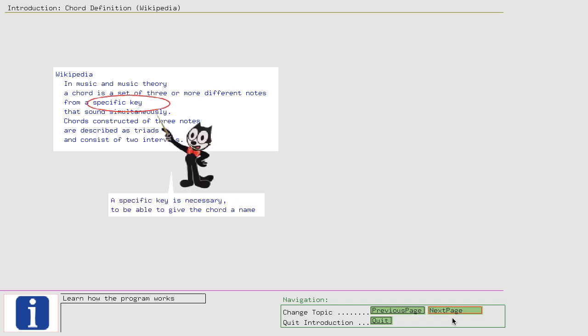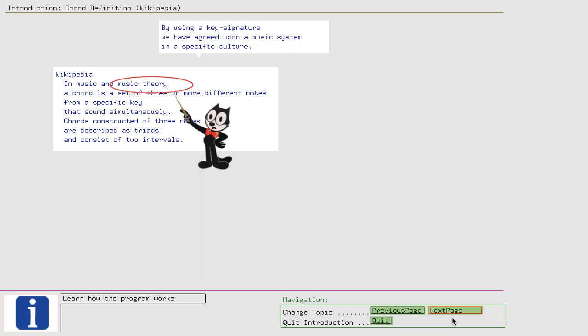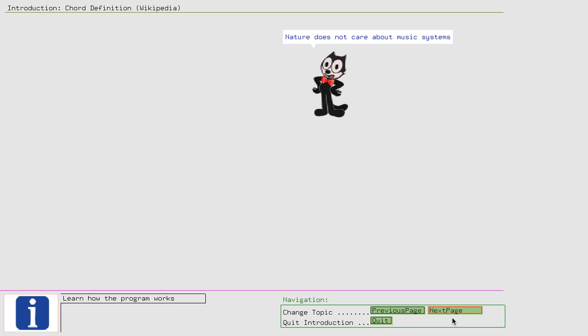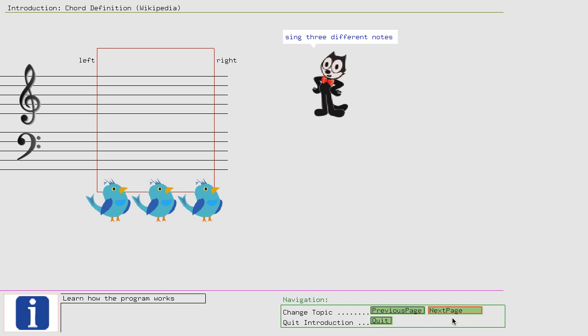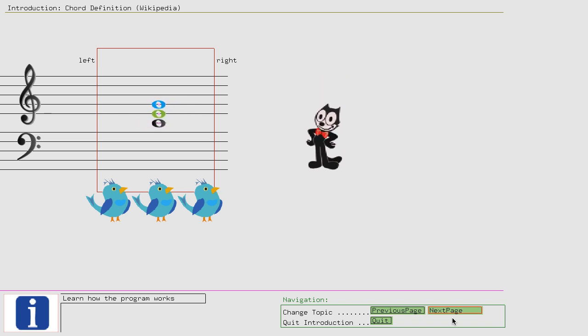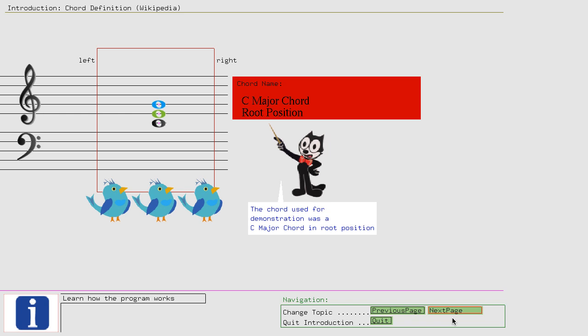A specific key is necessary to be able to give the chord a name. By using a key signature, we have agreed upon a music system in a specific culture. Nature does not care about music systems. In this way, when 3 birds sing 3 different notes simultaneously, it could be a chord. The chord used for demonstration was a C major chord in root position.